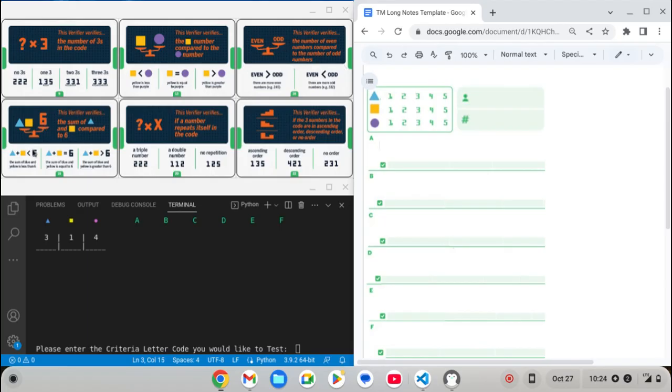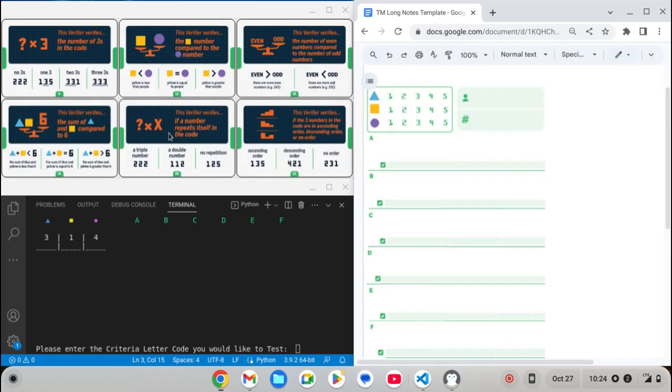Criteria card D will take a look at our first 2 digits, triangle and square, add them up, and compare the sum to the number 6. So should the sum be less than 6? Should the sum be equal to 6? Or should the sum be greater than 6?